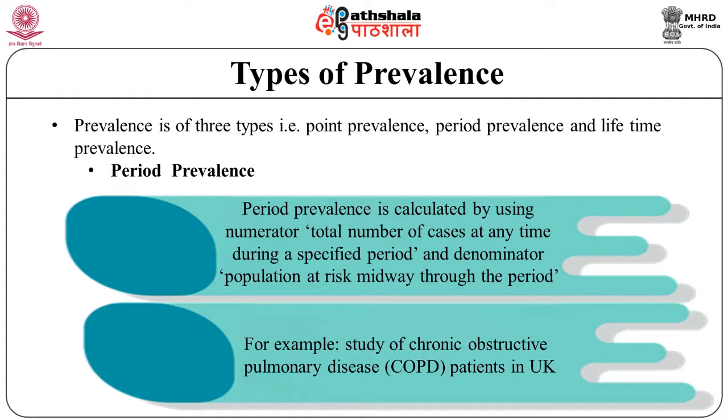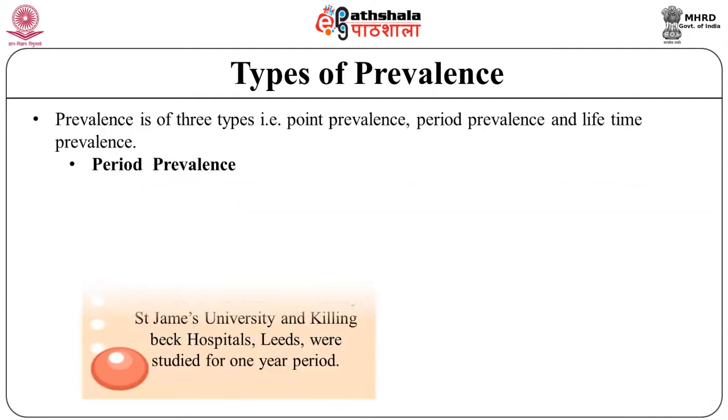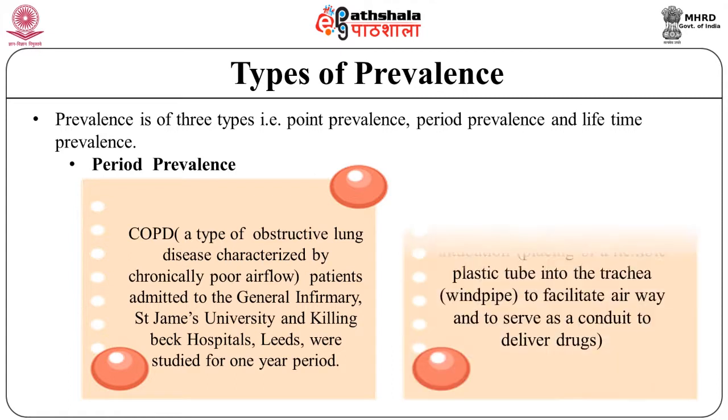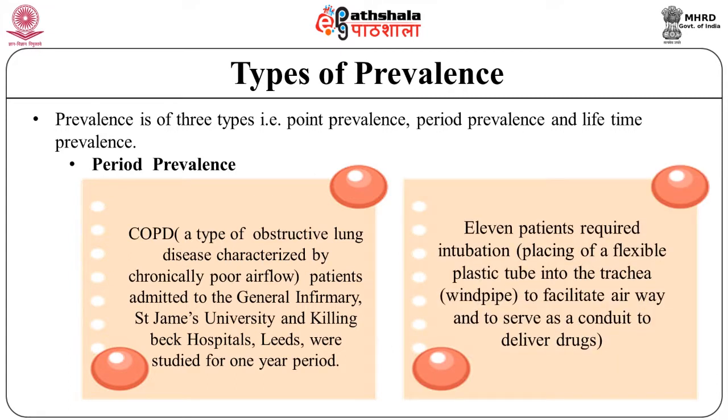For example, a study of chronic obstructive pulmonary disease, that is COPD, patients in the UK, a type of obstructive lung disease characterized by chronically poor airflow. Patients admitted to the General Infirmary, St. James University and Killingbeck Hospital, Leeds, were studied for a 1 year period. 11 patients required intubation, placing of a flexible plastic tube into the trachea, the windpipe, to facilitate the airway and to serve as a conduit to deliver the drugs.